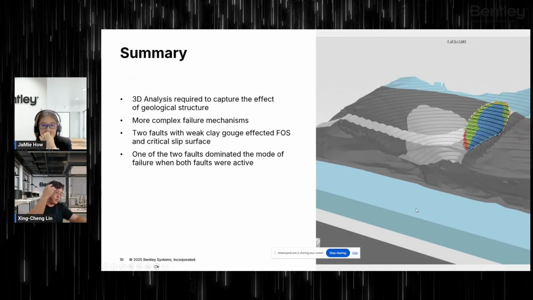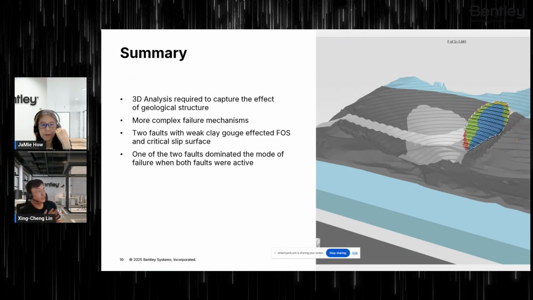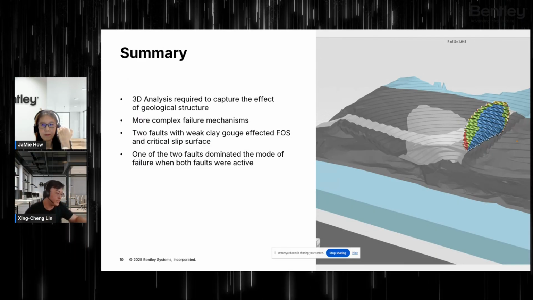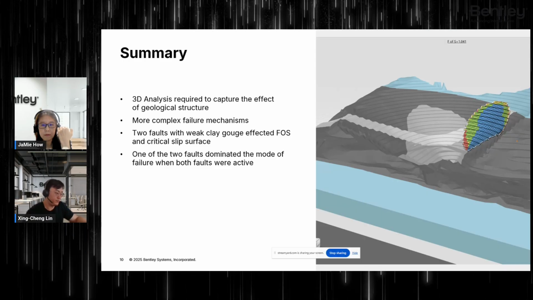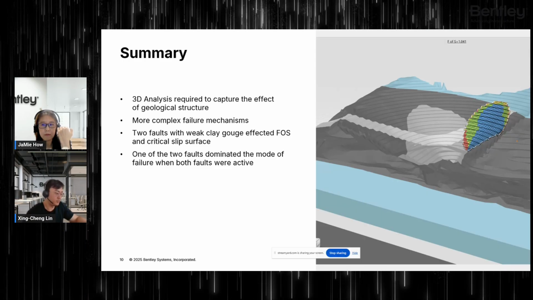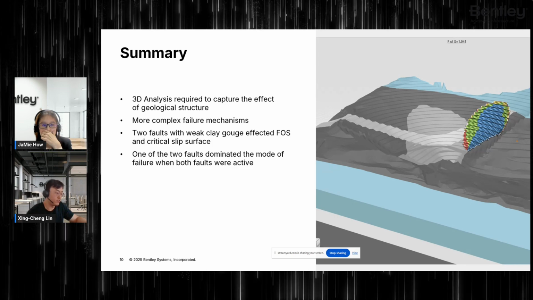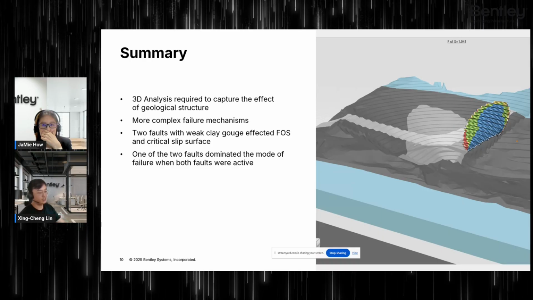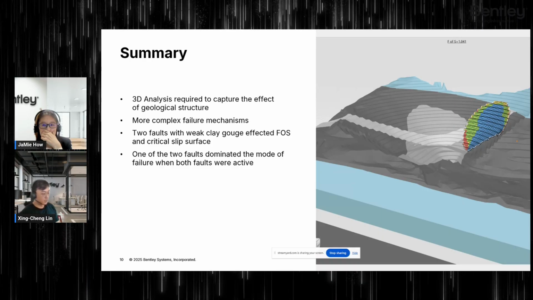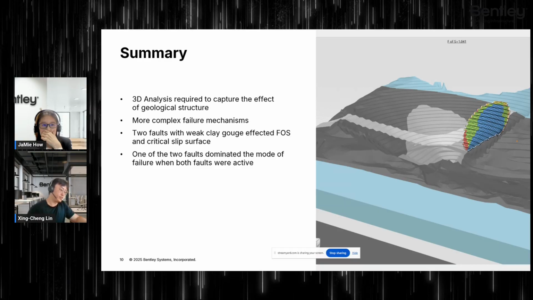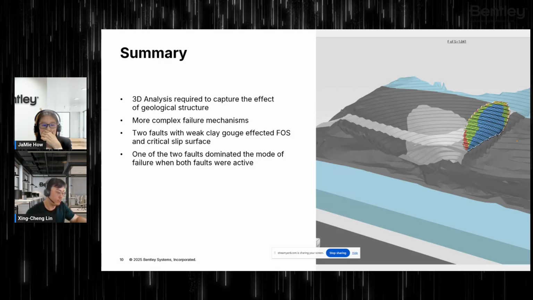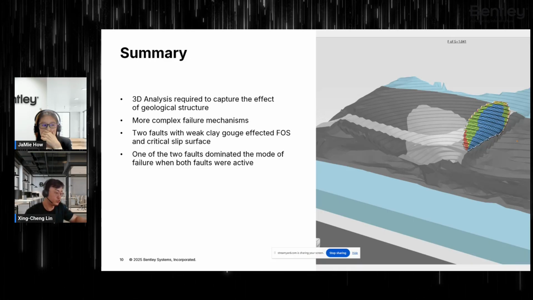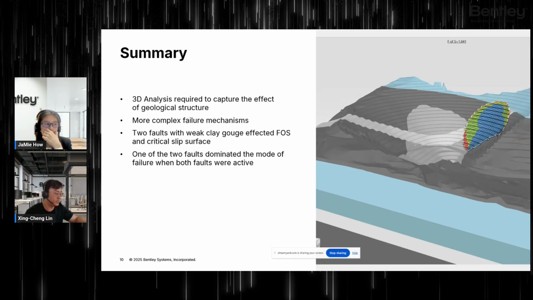In summary, three-dimensional stability analysis is often required to capture the effect of geological structures on the stability. As you have seen, the structure determines the complexity of the failure mechanism, which could range from translational, as we saw in this example, to complex multi-mechanism failure in the last case. This example also demonstrated that the weak sliding surface formed by the fault filled with clay gouge has a significant effect on the calculated factor of safety and also the location of the critical slip surface.